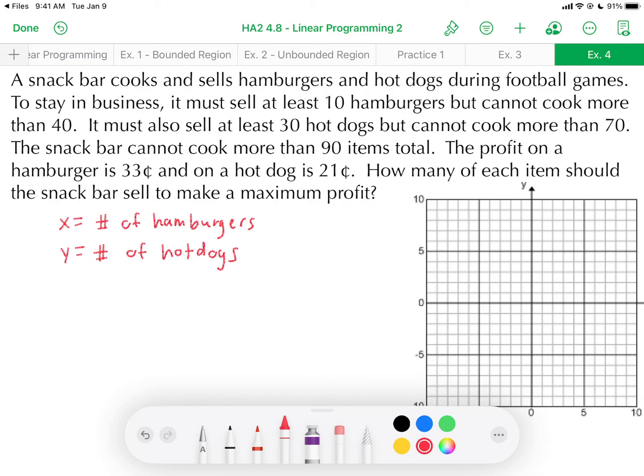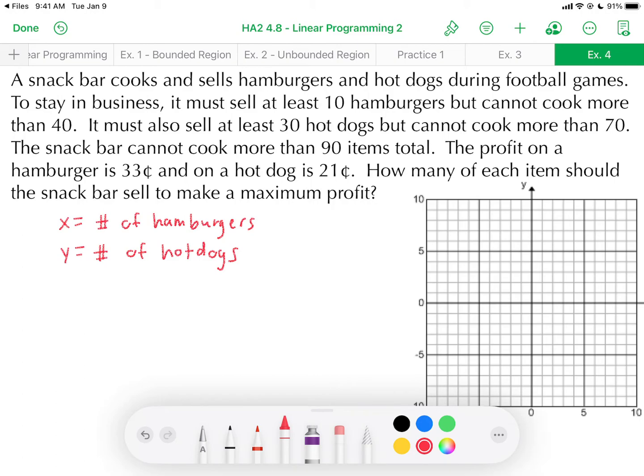Okay, so let's see here. A lot of times you can do the X and Y greater than or equal to 0, because of course you can't have a negative number of hamburgers or hot dogs, but we can be a little more specific this time based on what's given here. It says we have to sell at least 10 hamburgers, but you can't cook more than 40. So we want to sell at least 10, but we're never going to be able to sell more than 40 if we can't cook more than that.